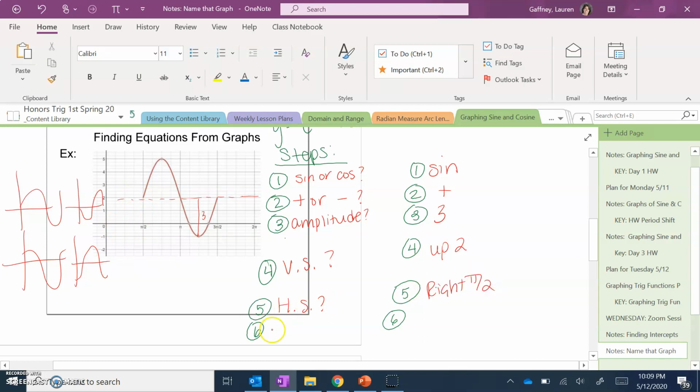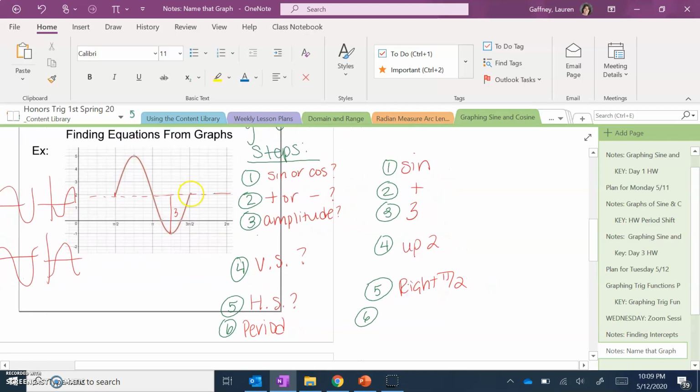And then the last piece that I'm going to talk about here is our period. How quickly does this repeat? If it starts at pi over 2 and ends at 3 pi over 2, take that difference. So 3 pi over 2 minus pi over 2 would just be pi. So the period here is pi. So your biggest x minus smallest x.